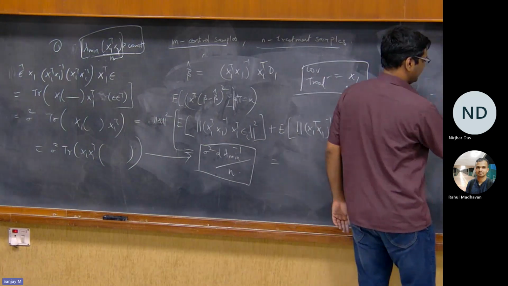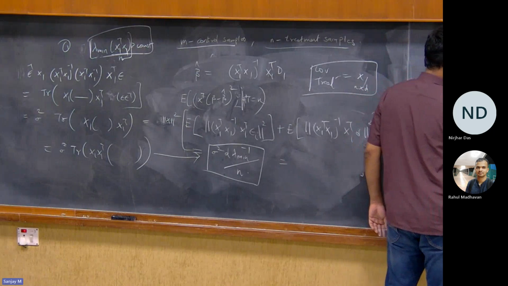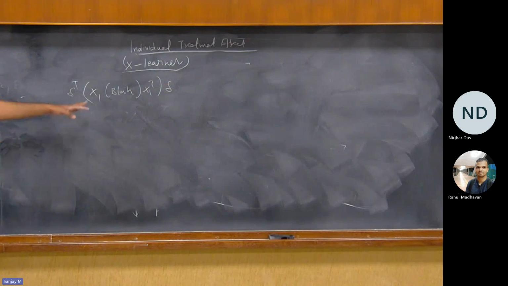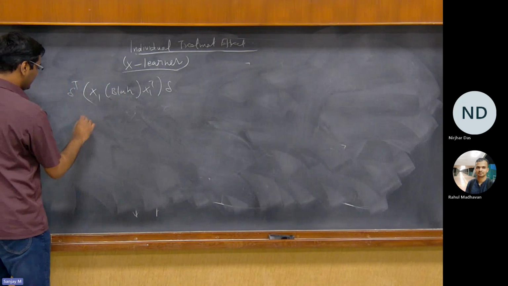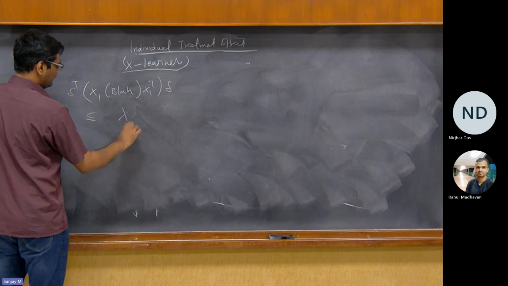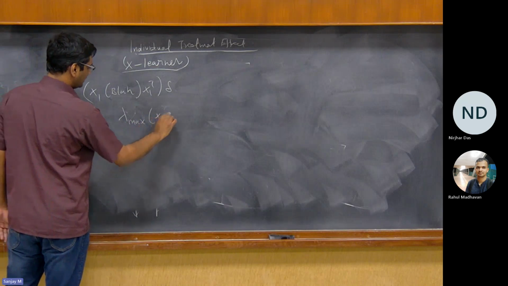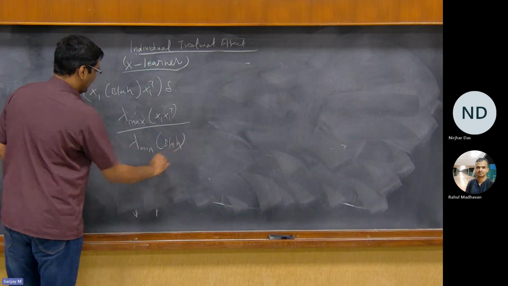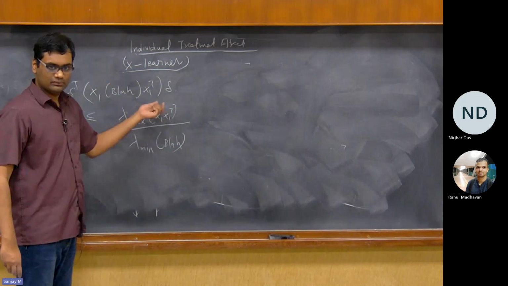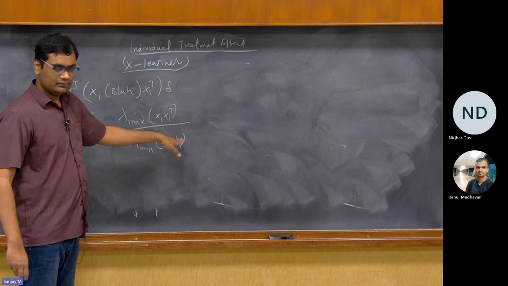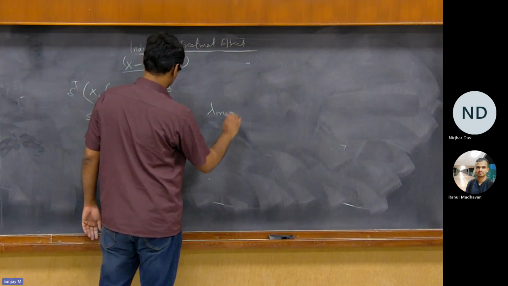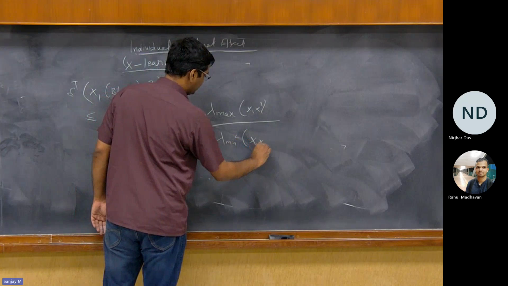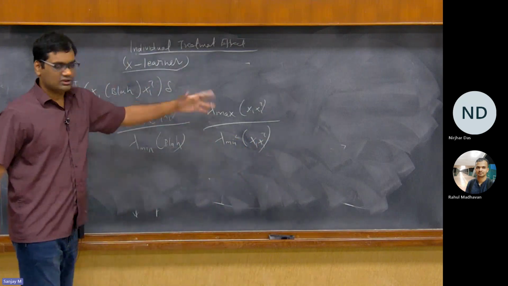So the second term is, again, delta transpose, X1 block, the same block, times X1 transpose times delta. Right? Now, this is some generalized eigenvalue theorem. The generalized eigenvalue theorem says this is actually less than or equal to lambda max of X1 transpose by lambda min of the blah. But the blah has two replicas of X1 transpose actually, so you'll be getting a square. So you'll essentially get lambda max of the same X1 transpose divided by lambda min squared of X1 transpose.